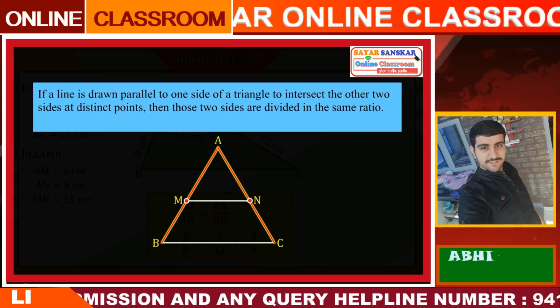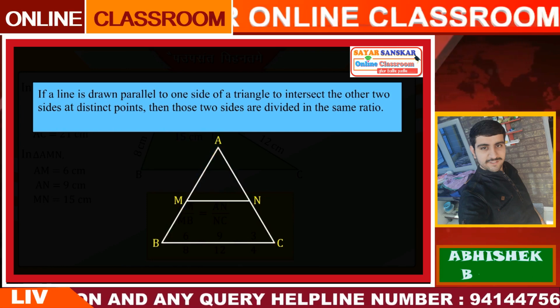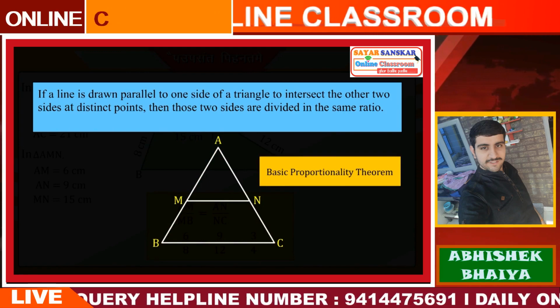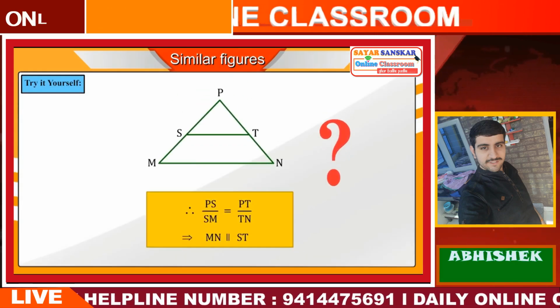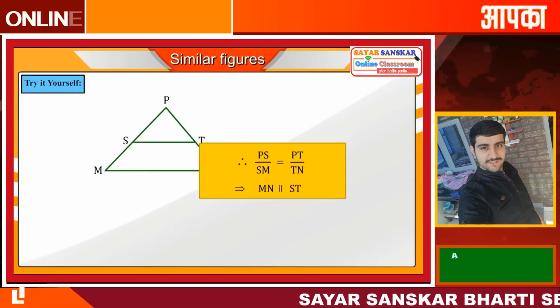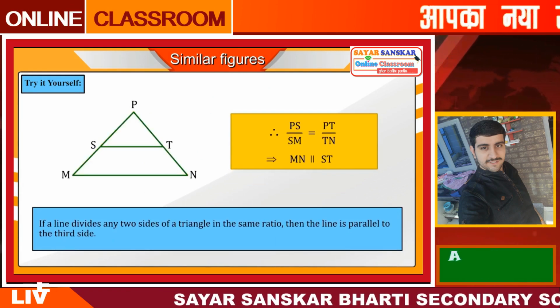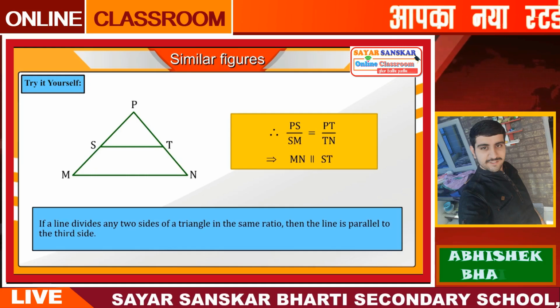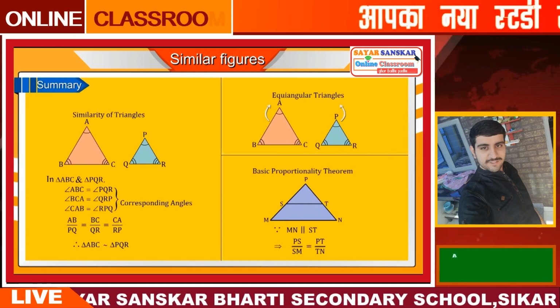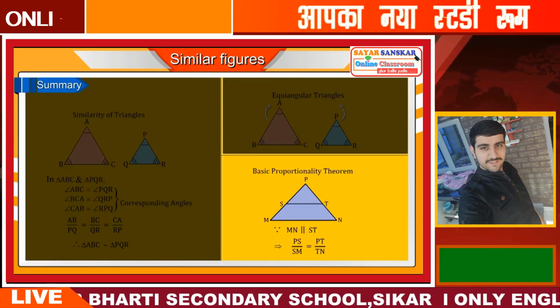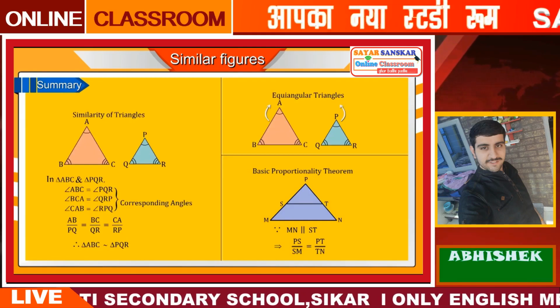Can you test the converse of this theorem? Will this also be true if a line divides any two sides of the triangle in the same ratio? Then this line is parallel to the third side of the triangle. Today in this video session, we learned about similarity, similar triangles and the basic proportionality theorem. In the next video session, we will look at some examples based on these. Till then, stay safe and have a happy learning.